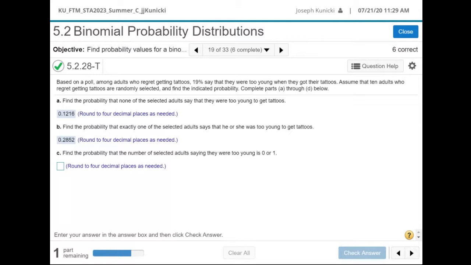So let me see. Mine says to assume that 5 adults who regret getting tattoos are randomly selected. All right, so x equals 5. Okay, so where do we get the 10 from? Okay, then n is 5. So n is 5. And what's the probability that one of them says they're too young? 25% say that. 0.25. That's p is 0.25.